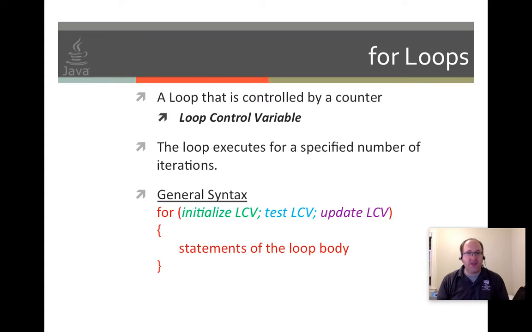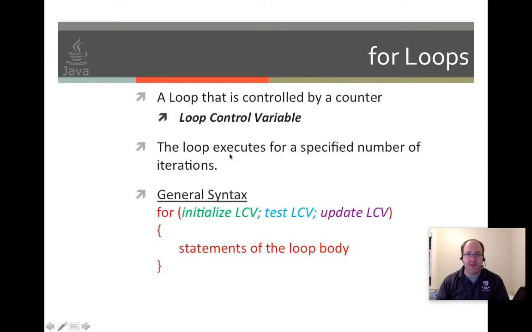So here's the general syntax of what the loop looks like, and we'll show you some examples in a moment. The name of the loop is for, and there are three parts to the loop header. First, we declare and initialize, or just initialize, the loop control variable. Here we establish what variable will control the loop and what its initial value is.